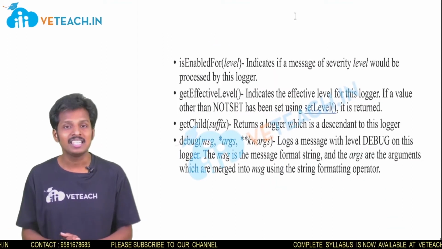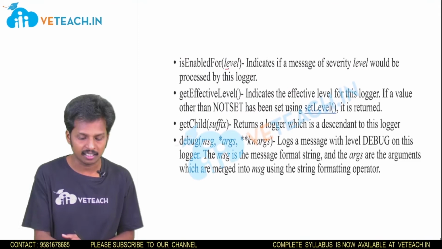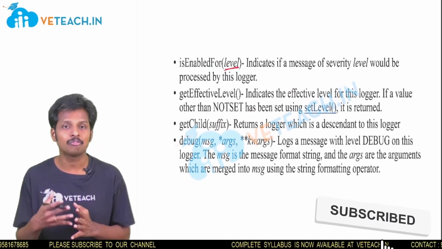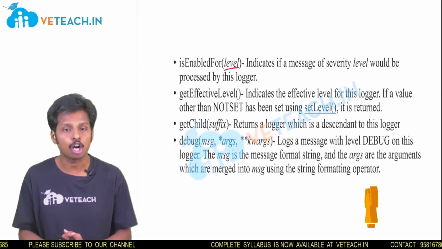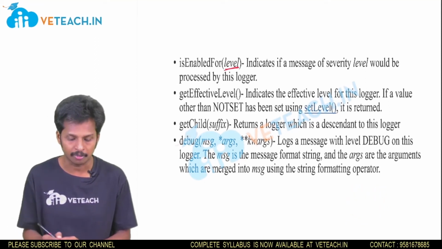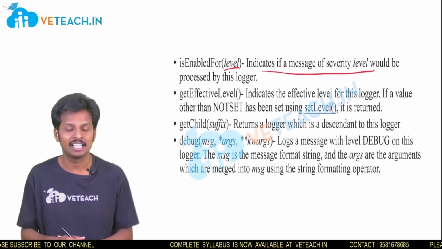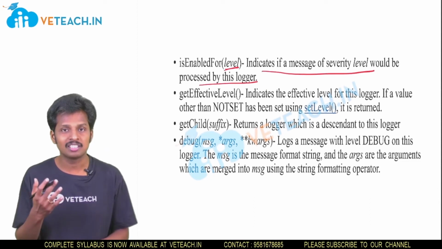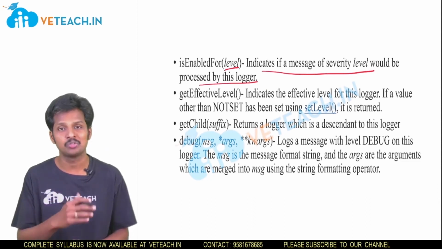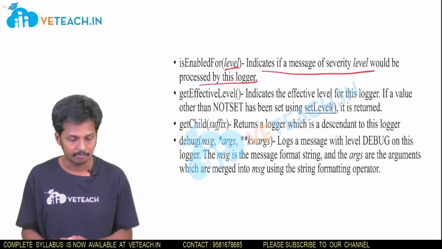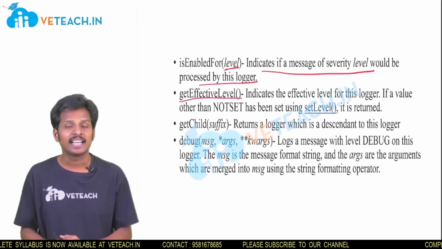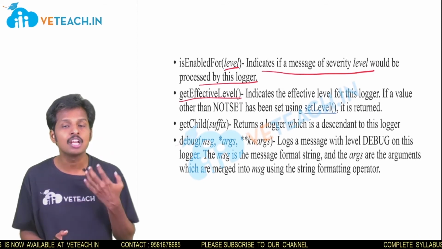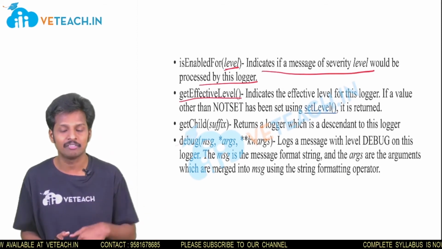Next method is isEnabledFor, which is like a check level. We can check whether a particular logger is enabled for a particular threshold level or not by using isEnabledFor. It indicates if a message of severity level would be processed by this logger or not. Next, getEffectiveLevel. getEffectiveLevel is used to know what is the level that is set for this logger by using the setLevel method.